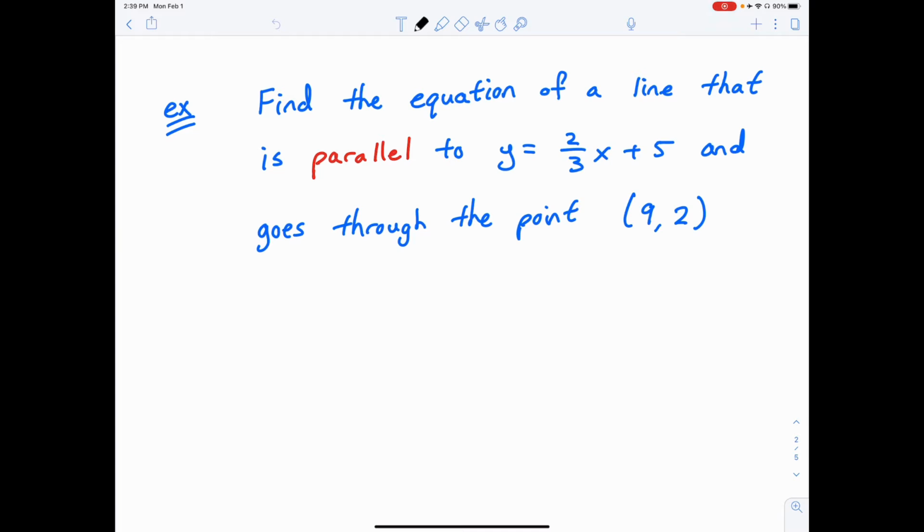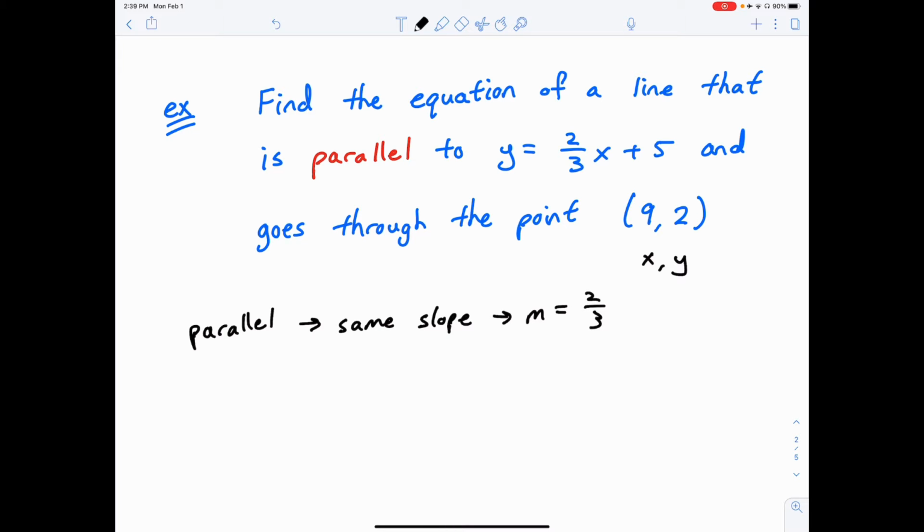Now that you know that the slopes must be equal for parallel lines, let's take a look at a question that students normally have. Find the equation of a line that is parallel to y equals 2/3 x plus 5 and goes through the point (9, 2). The coordinate (9, 2) is an x and a y coordinate. Parallel means the slopes must be the same, which tells us that m will be 2/3.